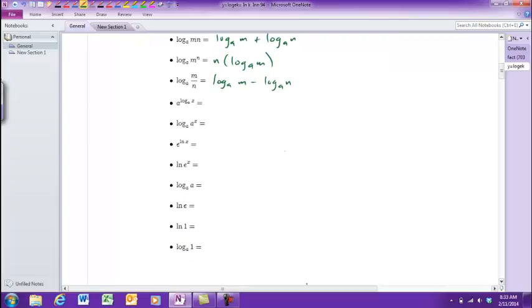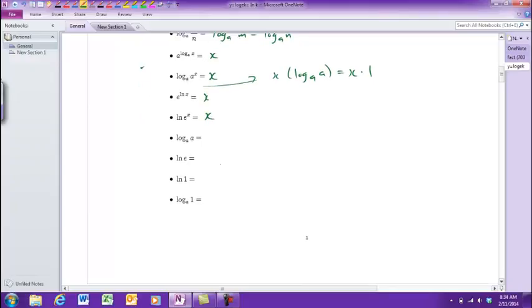And now we have a bunch of cancellation properties. A raised to the log base a of x is just equal to x. Those things cancel each other out. And log base a of a to the x is just x. Another way of thinking about this is you can bring that exponent down. That's x times log base a of a, and log base a of a is just 1. So that just gives you x. E to the natural log of x is this same rule using e as your base, and natural log of e to the x is also just equal to x.